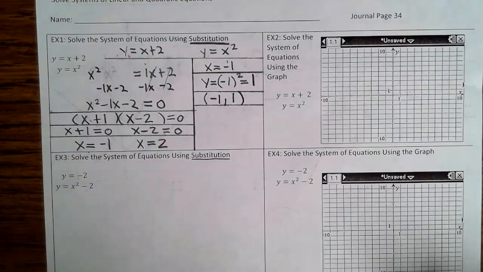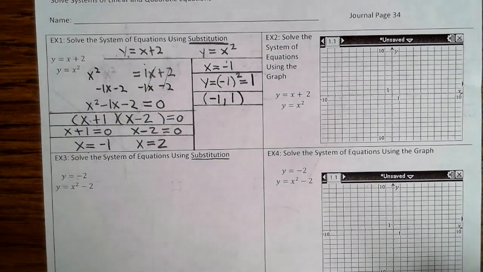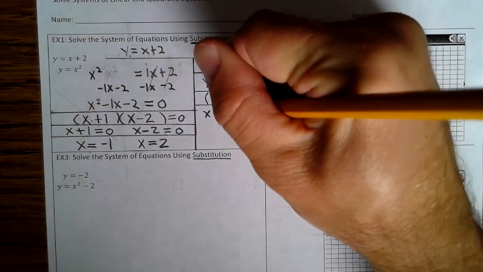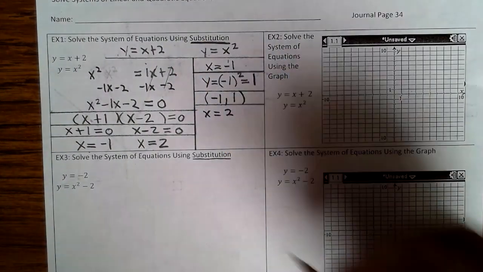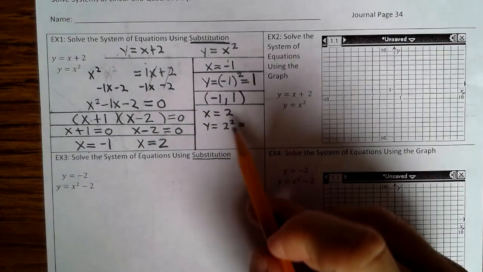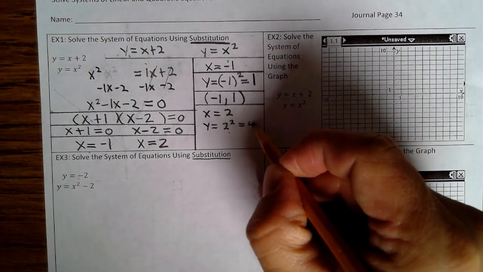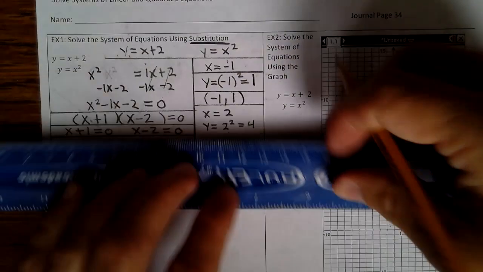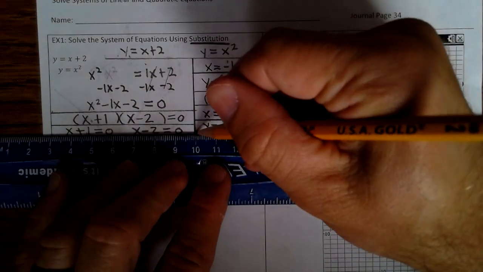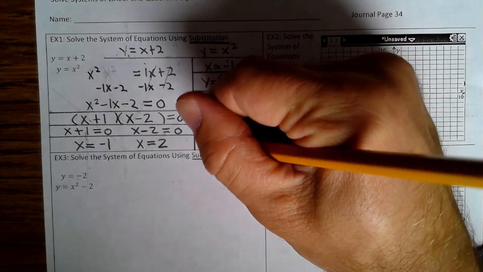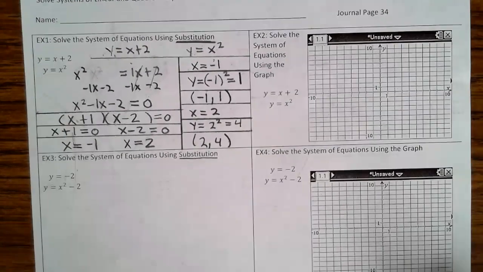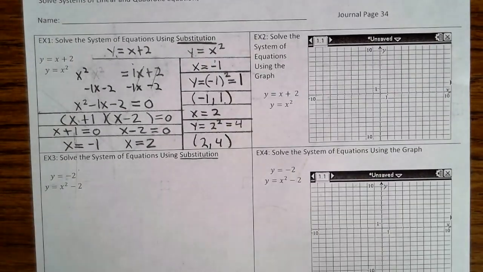That's one of them. Okay, now let's substitute x equals 2 in. So y equals 2 squared. When you're squaring a positive number, you don't have to put it in parentheses, is 4. Again, let's add some lines to keep our work organized. So your solution is 2 comma 4. So you have two solutions, -1, 1, and 2, 4. Okay.